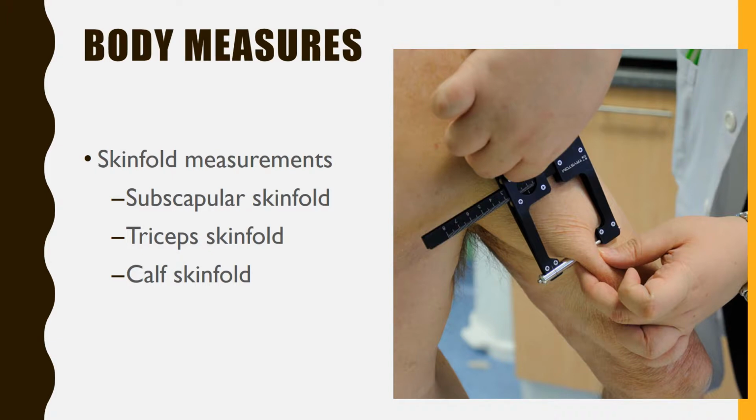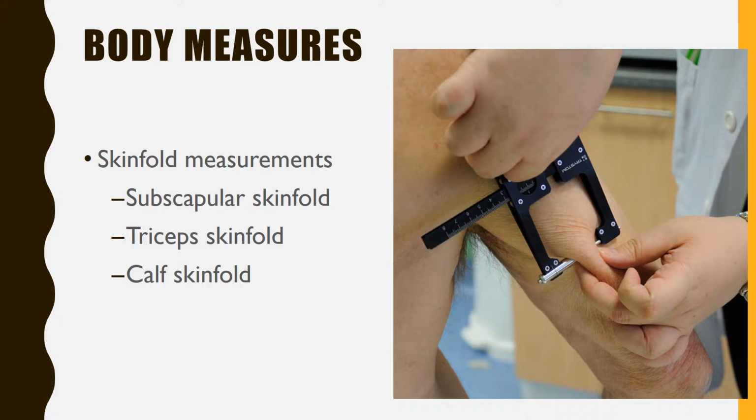Measuring skin folds is one way to assess body composition. This is often done by measuring skin fold thickness at different parts of the body, which is a measure of subcutaneous fat. This is done by grabbing a fold of skin and measuring the double fold with a skin fold caliper, which you can see pictured here in the slide.